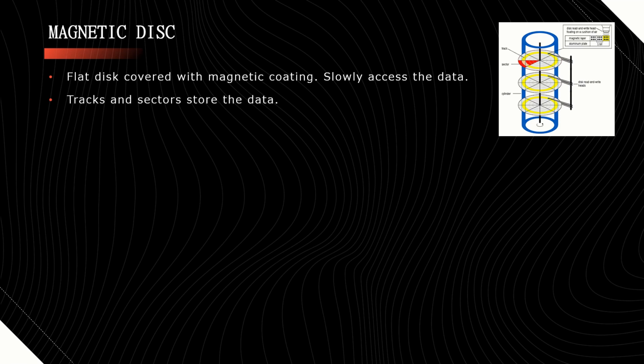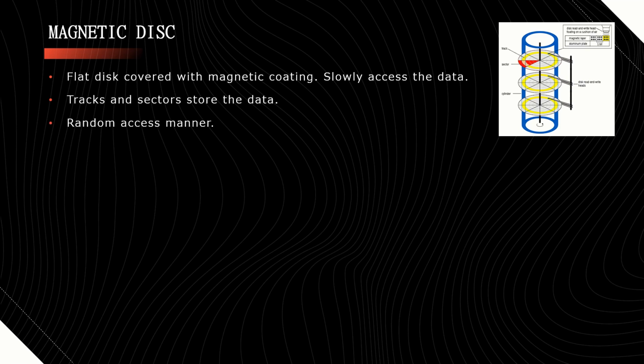The surface of the disk is divided into a number of tracks and sectors. If you observe the picture, the yellow color part represents tracks and the red color part represents sectors. Here the data can be stored on these tracks and sectors. And also data can be stored on both sides of the disk.